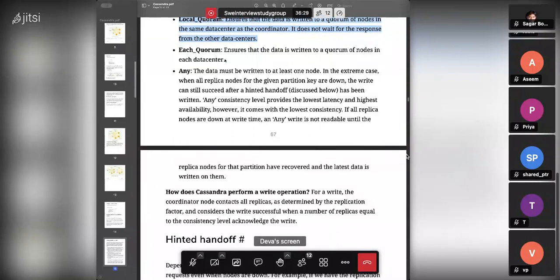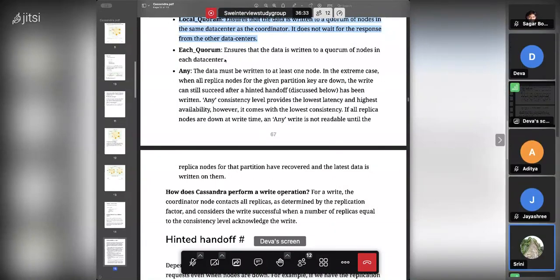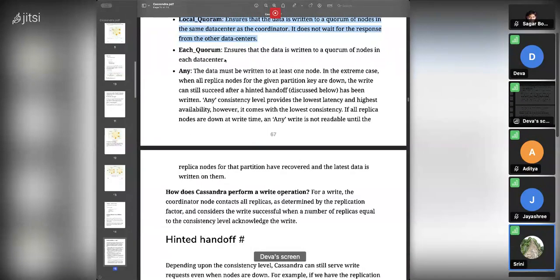Any consistency level provides the lowest latency and the highest availability. However, it comes with the lowest consistency. If all replica nodes are down at write time, the write is not readable until the replica nodes for that partition have recovered and the latest data is written on them.